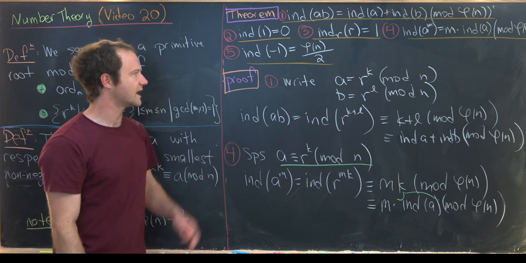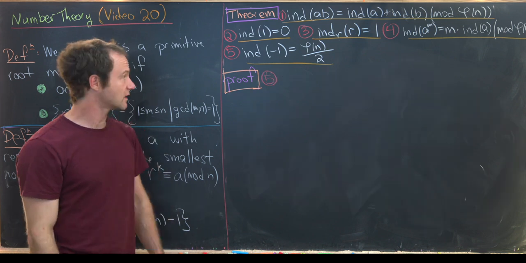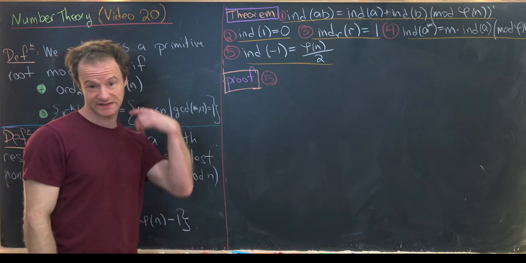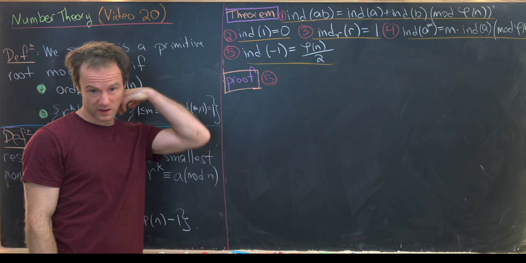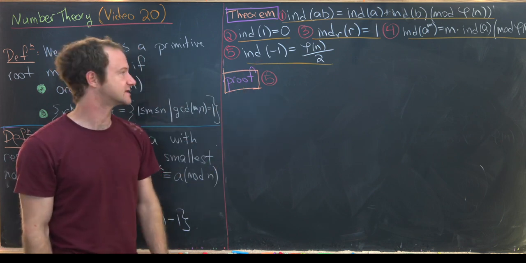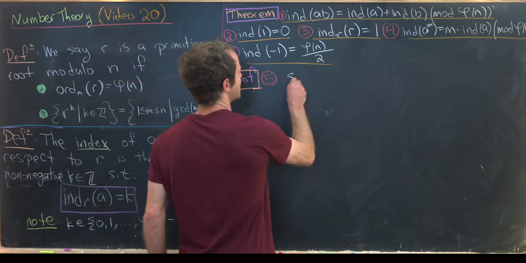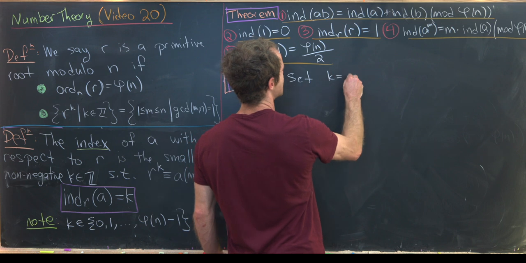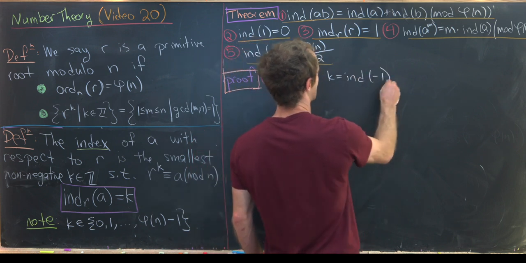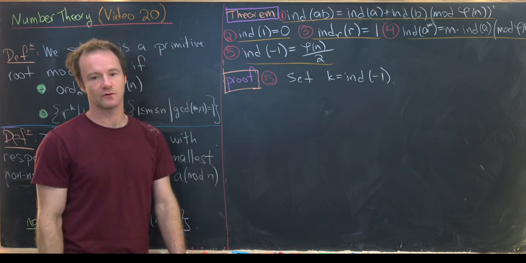Okay, so we've proved 1 and 4. Let's maybe get rid of those and we'll prove 5. Now we're ready to look at a proof of this fifth statement, which I think by far is the trickiest of all of these proofs, some of which we're obviously skipping. So let's start by introducing some notation. So let's maybe set k equal to the index of -1. So we really want k to be phi of n over 2.